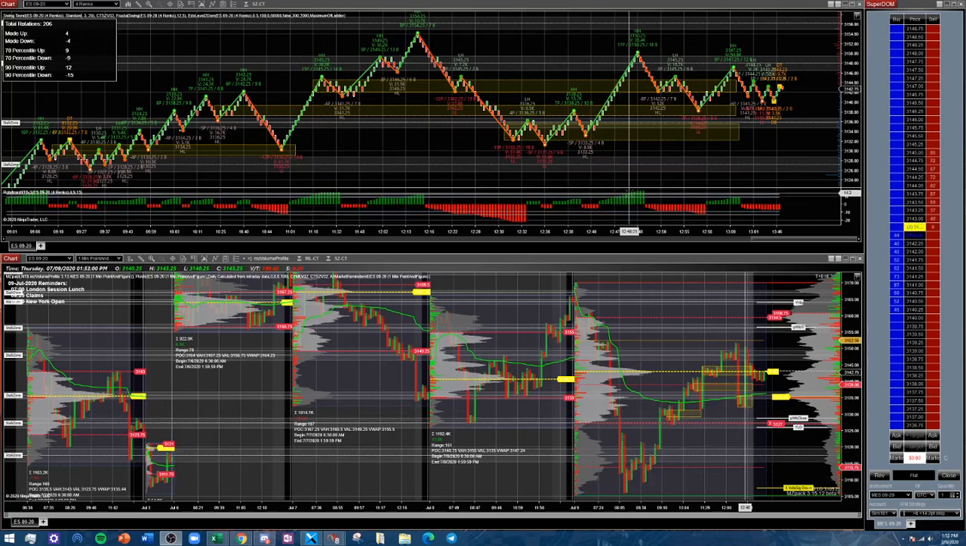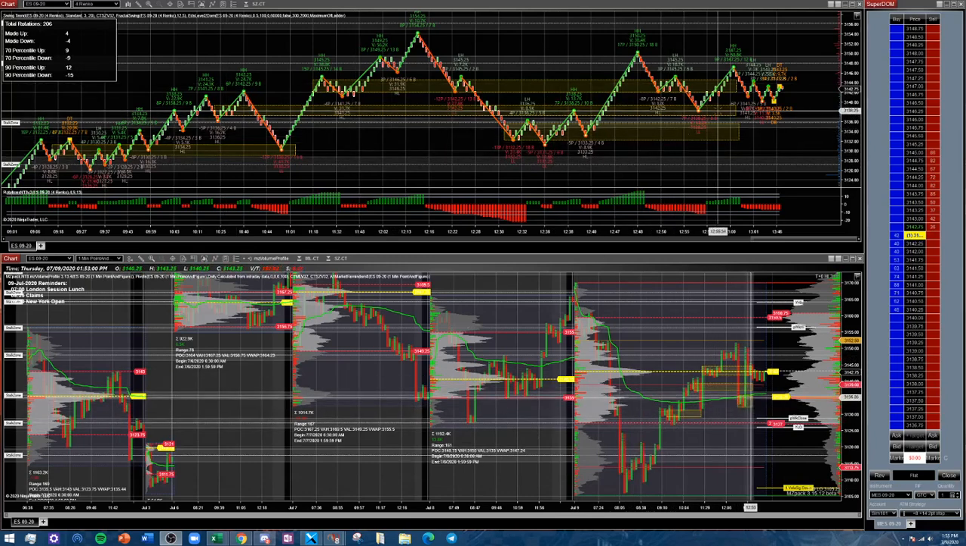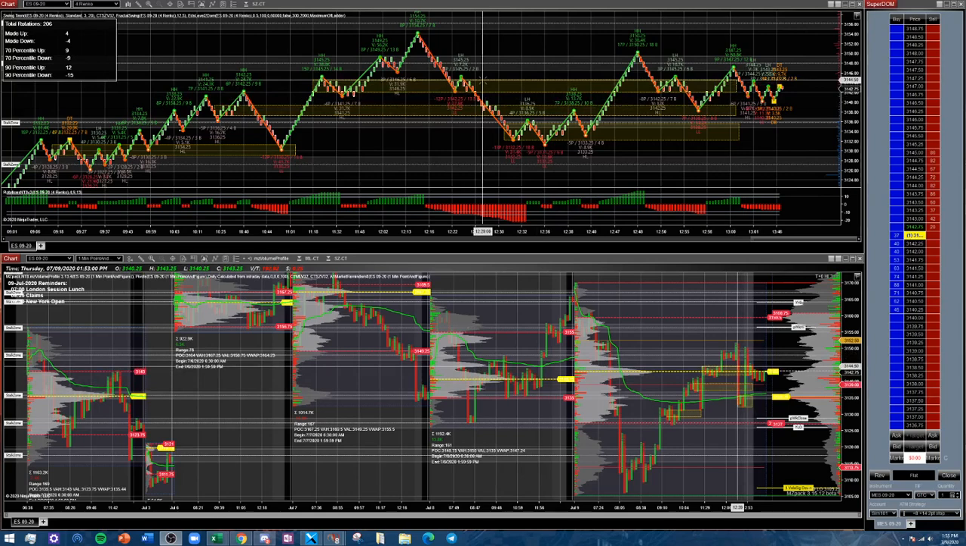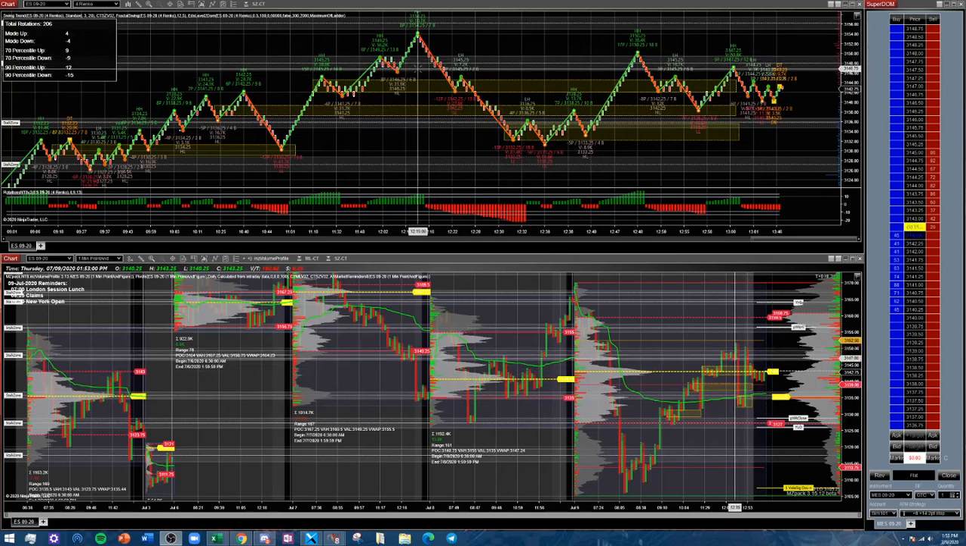But that's pretty much all I got for right now. It seemed to work pretty well today. I had a lot of good trades, and I was able to stay on the right side of the market, looking at the overall bias beforehand, and then just using the order flow and the rotations and all that kind of stuff to really execute my trade.